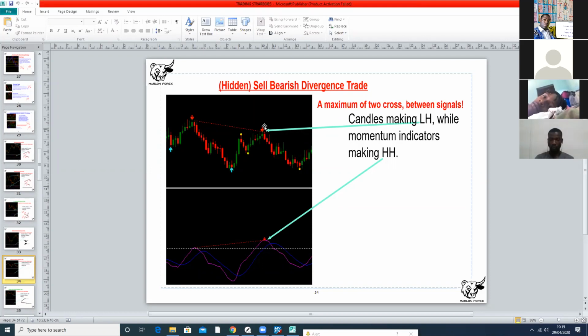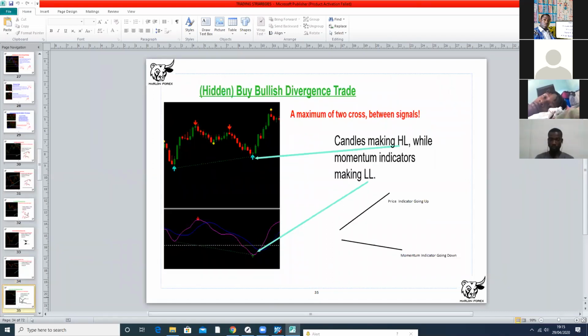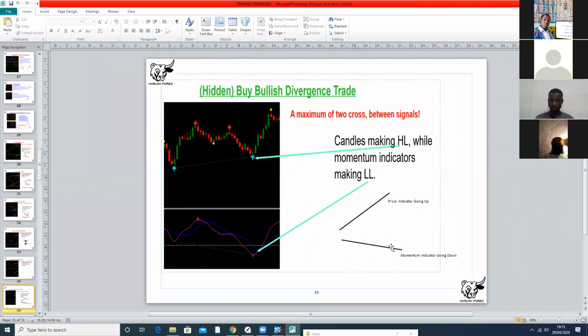So what are we going to look to do? We're going to look to sell at that point. Now, next one. Here we go again. The market is making higher lows, but the momentum indicator is making lower lows. So this is what we call a bullish divergence trade, and we're looking to buy there. The price is going up and the momentum indicator is going down. Divergence means they're going away from each other.